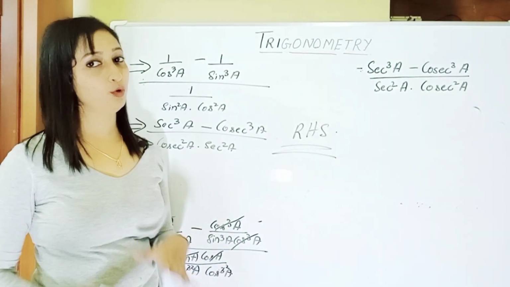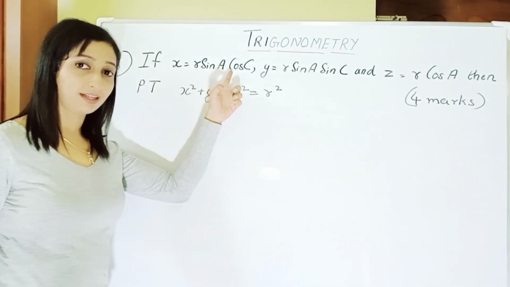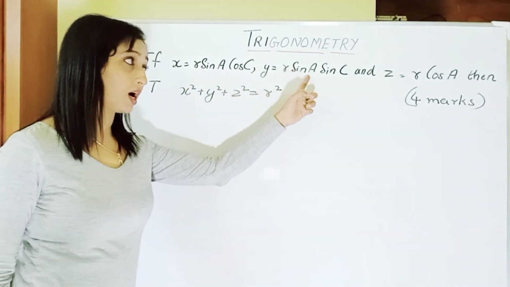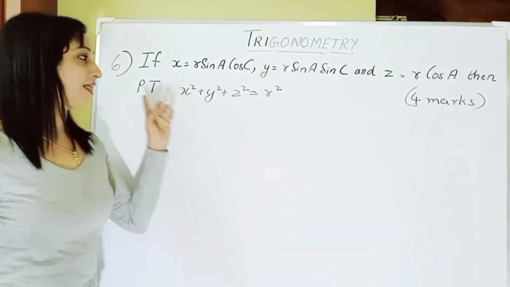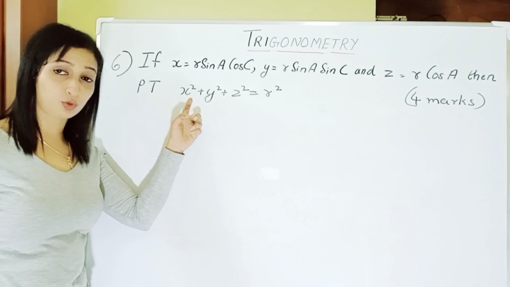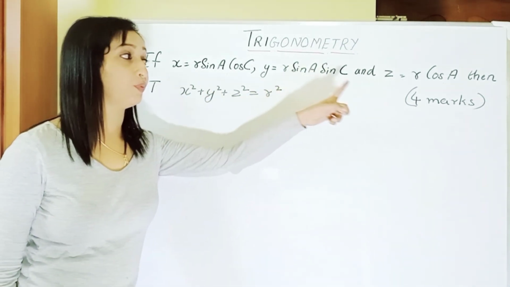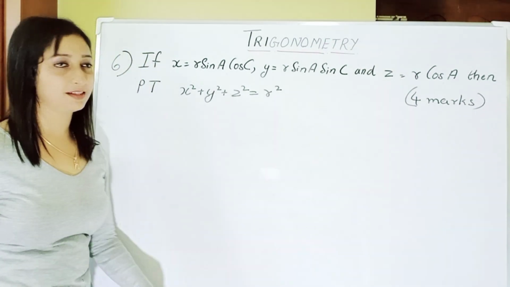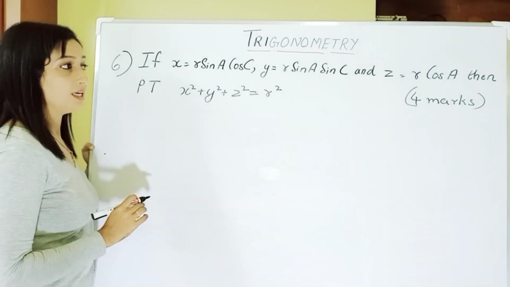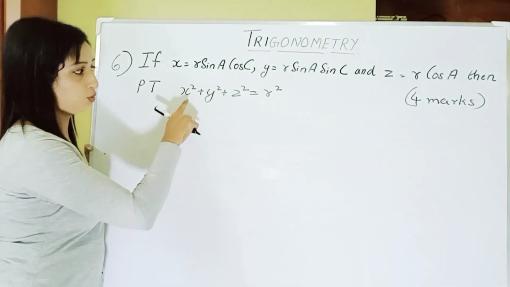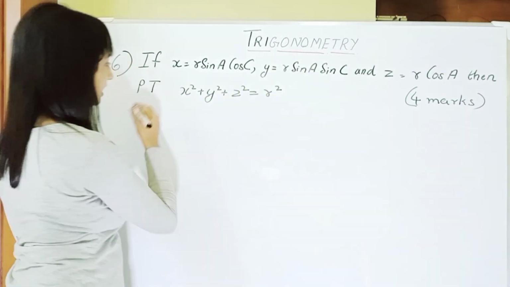Now let's move on to 6th question. If x is equal to r sin A cos C, y is equal to r sin A sin C, and z is equal to r cos A, then you need to prove that x square plus y square plus z square is equal to r square. Now this is a 4-mark question. So let's start. How do we do this? We can square and add. You need x square plus y square plus z square. So let us square all these and add.